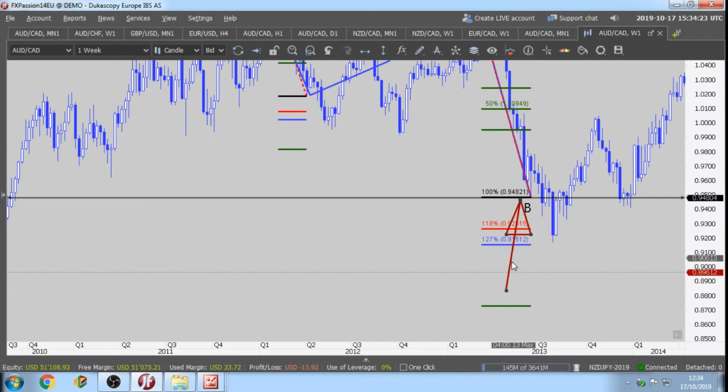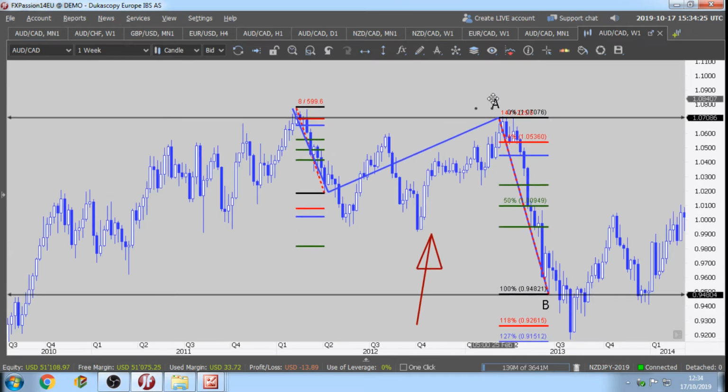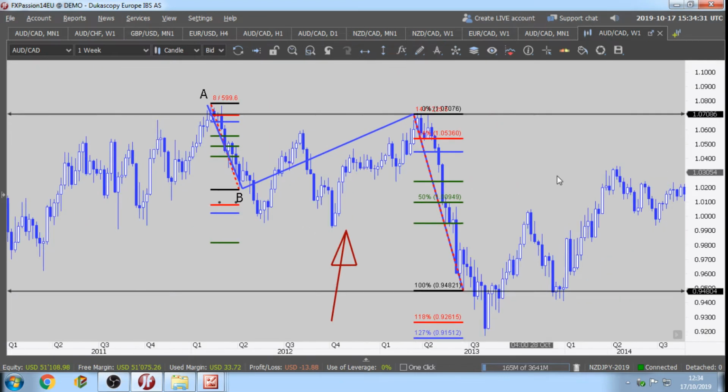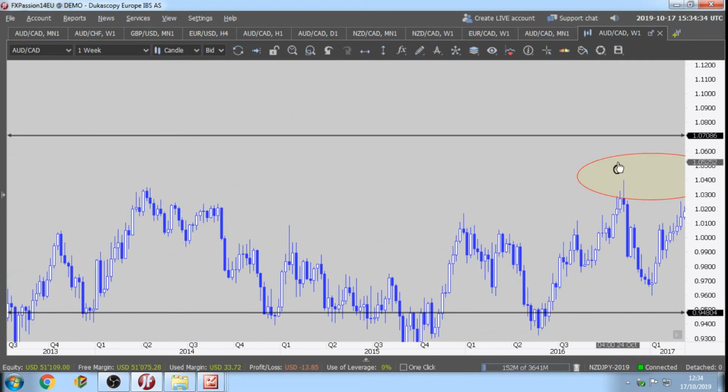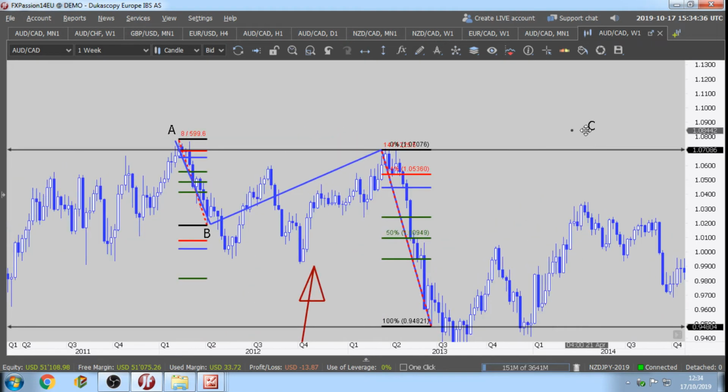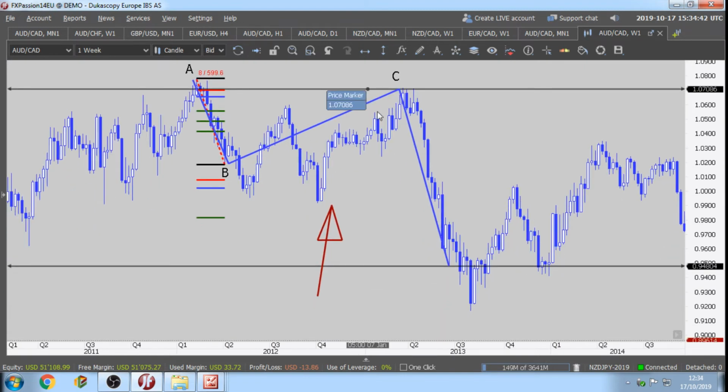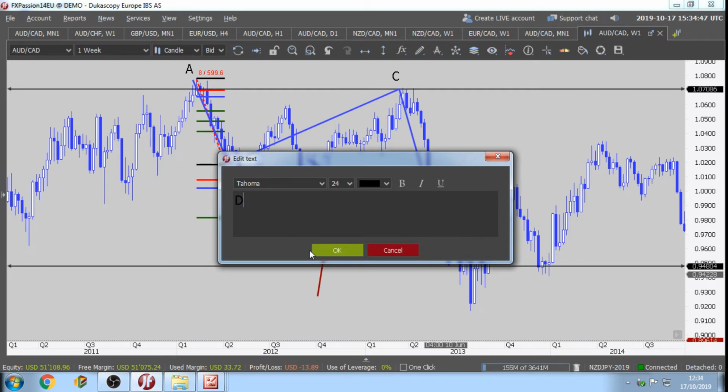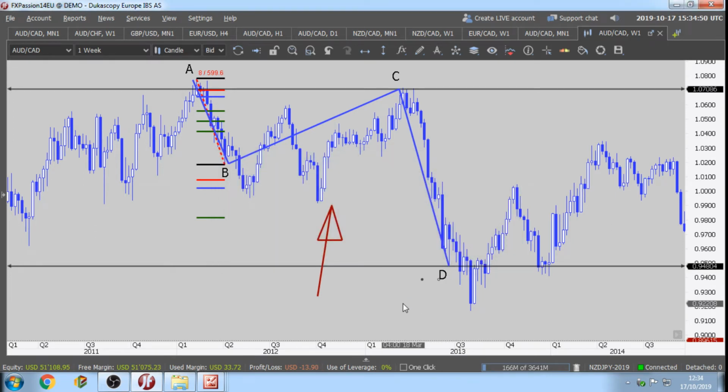Because the B is the previous D. This is the first sequence, A, B, C. I'm going to delete this one. A, B, C, D. What is the D? Can you see now why the B is not lower? A, B, C, D. What is the D? The D is the appropriate D extension regarding the C retracement.